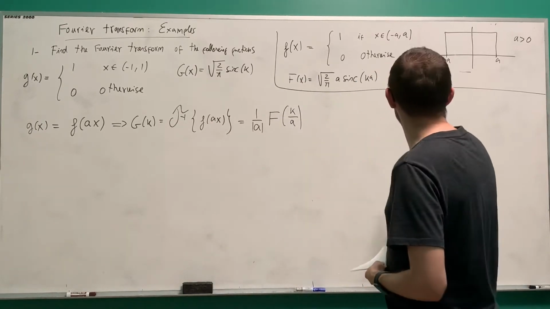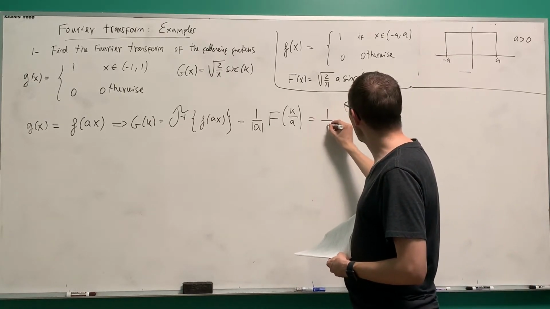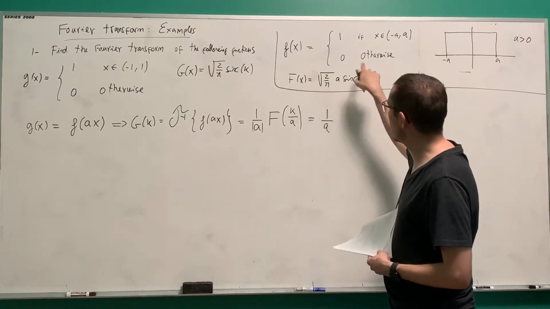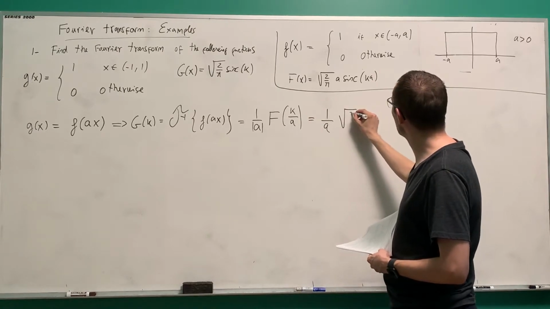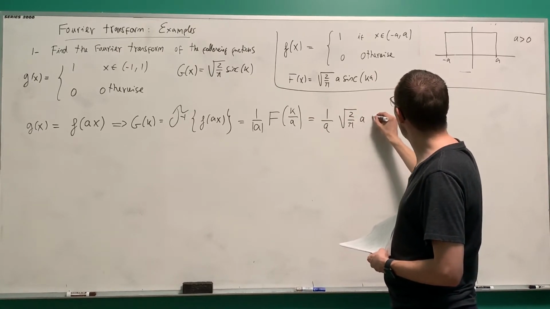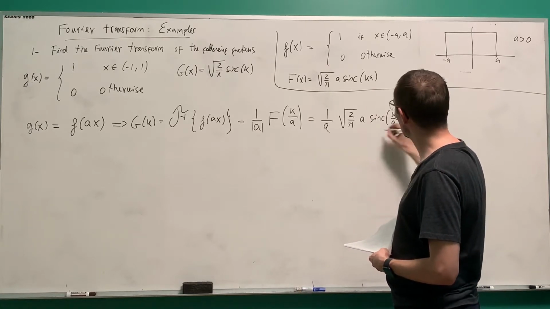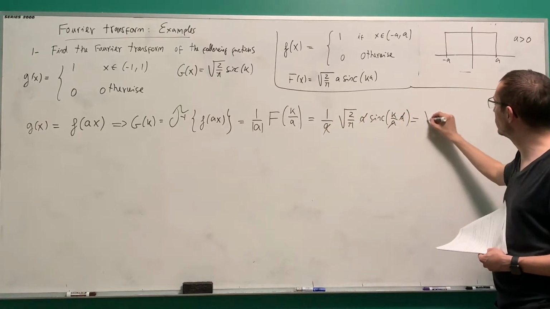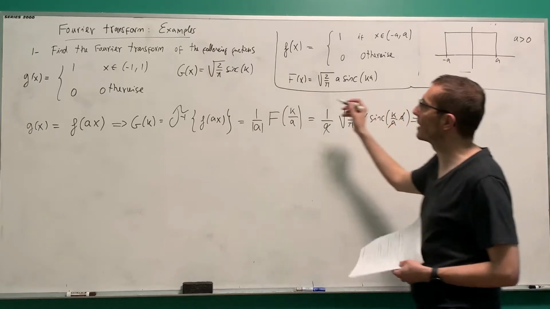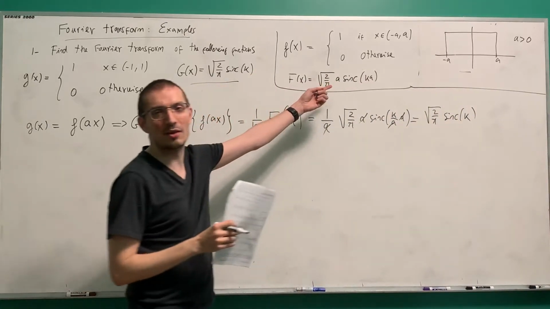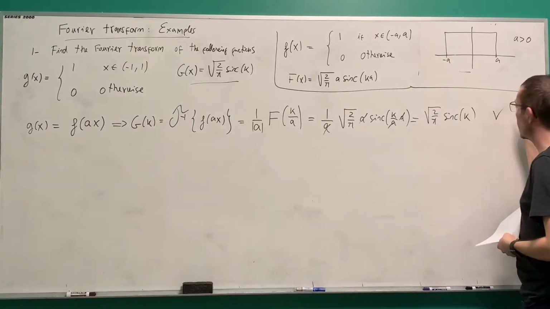Now we know that a is a positive number anyways, so I write 1 over a. Now F, which is this guy, but evaluated at k over a, so whenever I see a k, I write k over a. So it's root of 2 pi a sinc of k over a times a. Alright, the a's cancel, and the result is the square root of 2 over pi sinc of k, which is exactly the result we got when we particularized this to a equals 1, which is what this function is. So we double check that the scaling property, we know it, and we use it right.